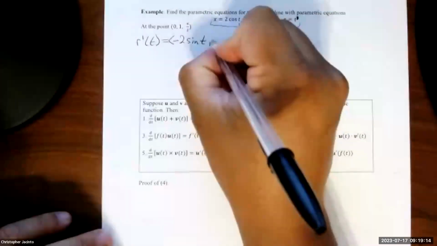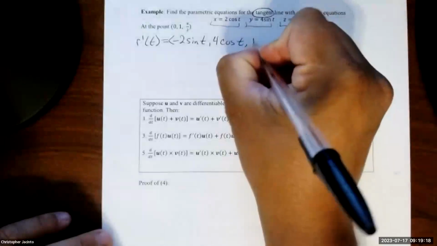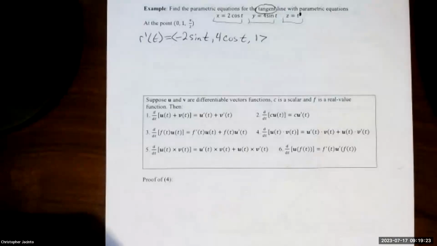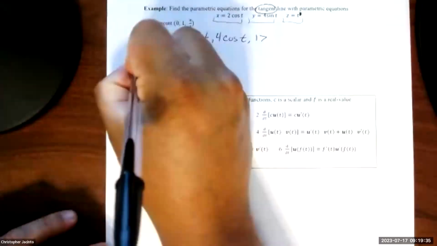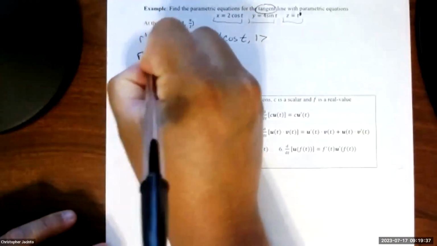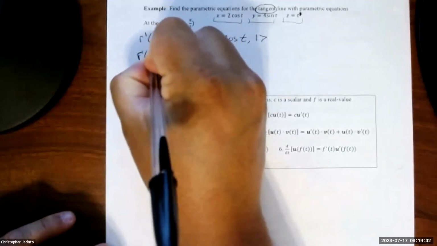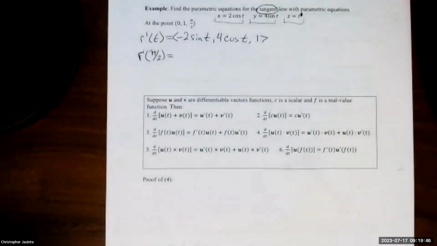Cosine, and then just 1. Two different ways to get comfortable with both ways of vectors. Okay, so now we're just going to plug in the point 0, 1, and then pi over 2. Now this is a trick question. Now we're plugging in the point 0, 1, and pi over 2.